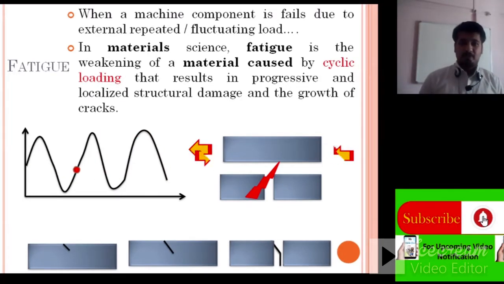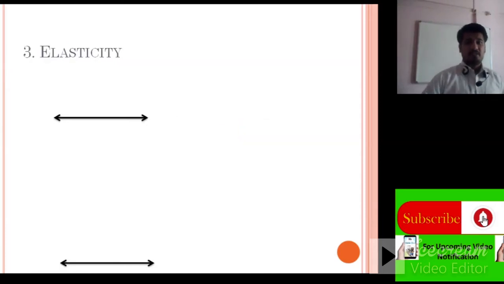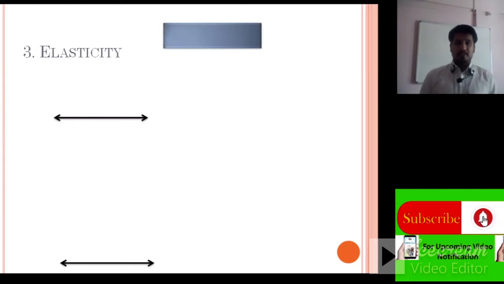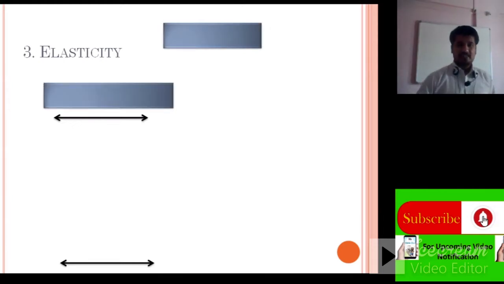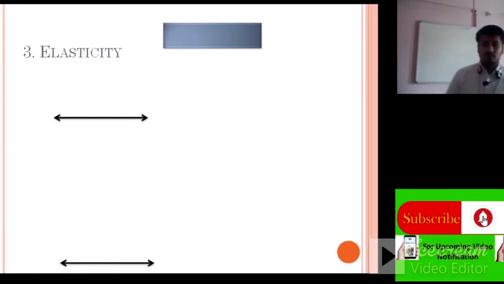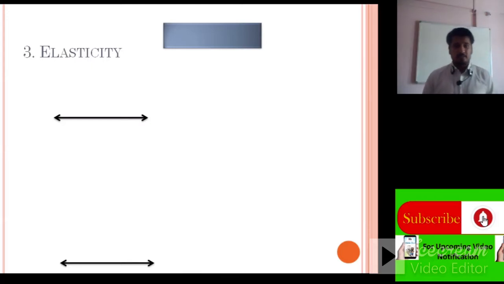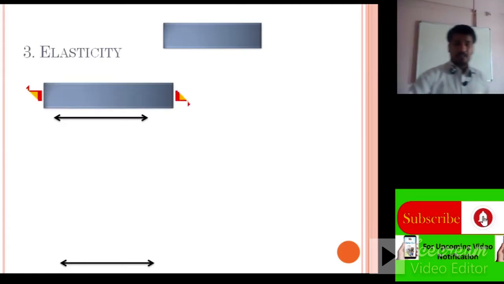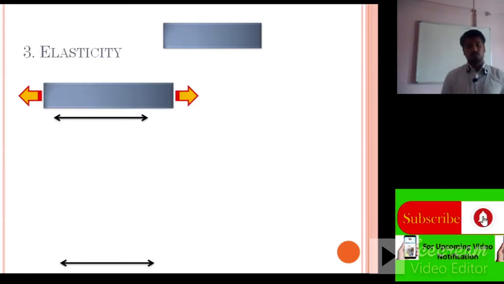After the fatigue property, now we have the next property, that is elasticity. The two properties here, elasticity and plasticity, are the most important from the exam point of view. First of all, we will discuss the first property, that is property number 3, elasticity. To understand the main concept behind the elasticity property, we will take one example here. Consider this is a metal rod and we apply the external pressure at both ends.